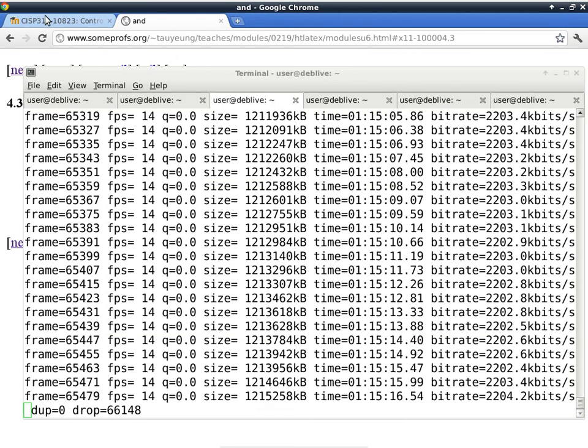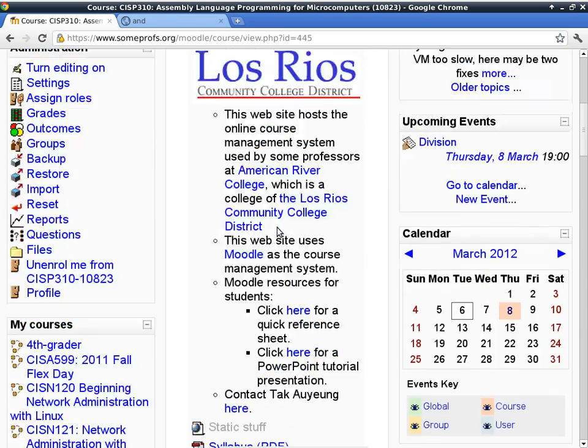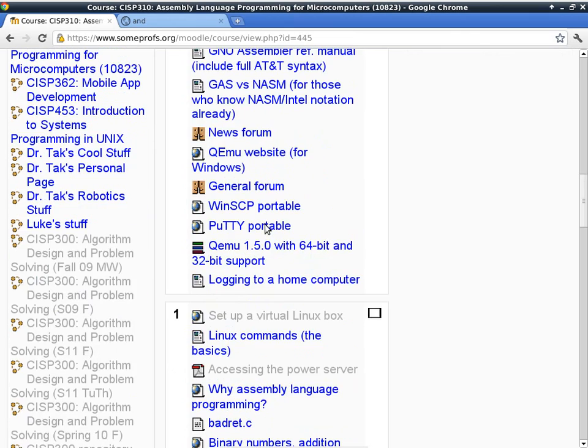Okay. Are there any other questions about the homework assignment? Are there any questions about how to compile this code that is written in C?